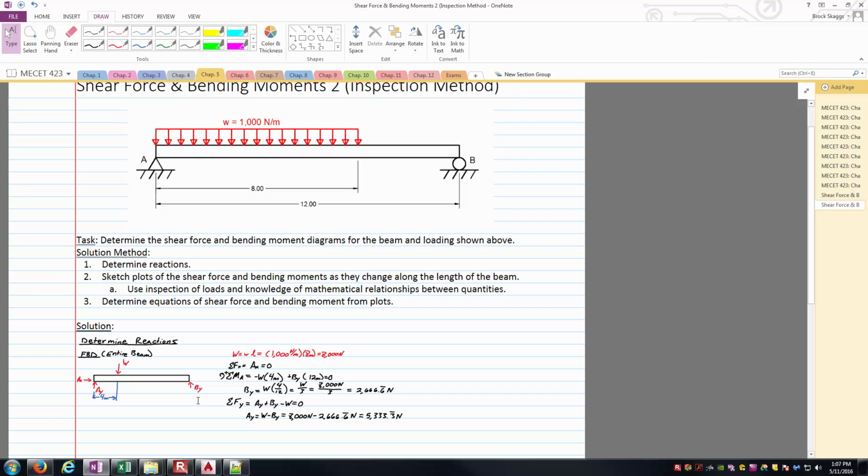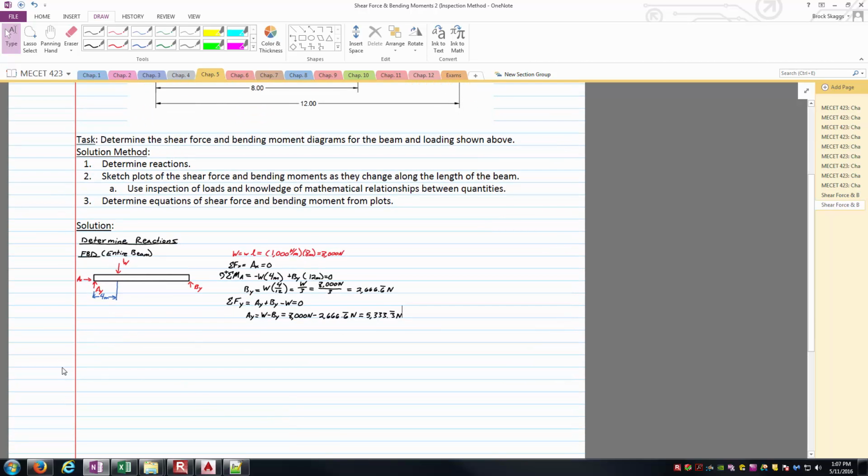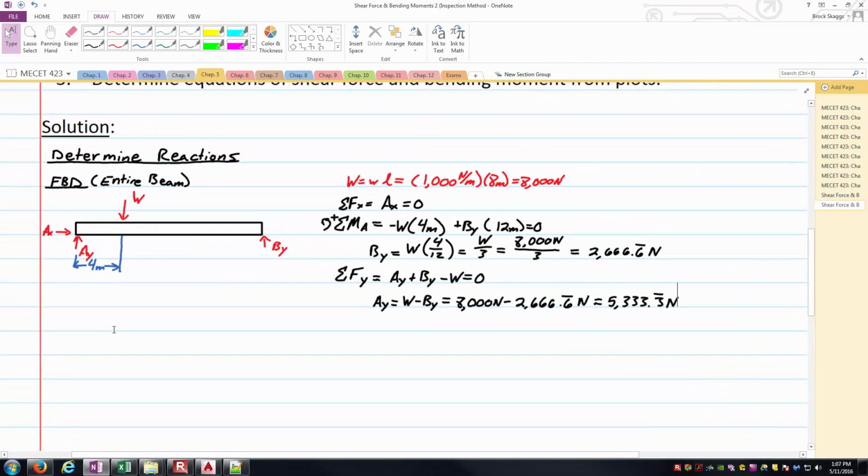With that put in the free body diagram, I simply wrote my equilibrium equations, which you're seeing here, and came up with the values for A sub x, A sub y, and B sub y. It turns out that B sub y is equal to 2,666 2/3 newtons pointing upward. A sub y is 5,333 1/3 newtons pointing upward as well. And A sub x is going to be 0.